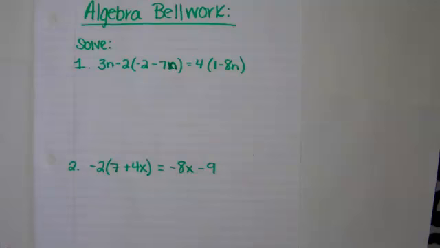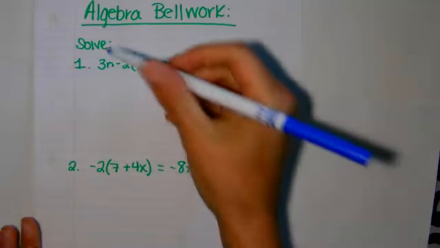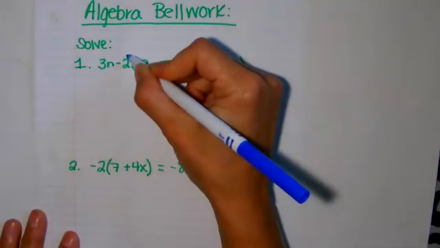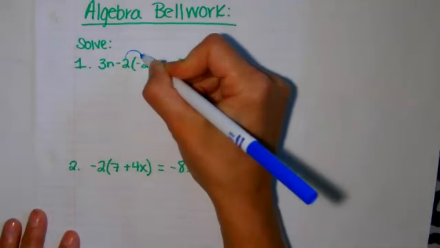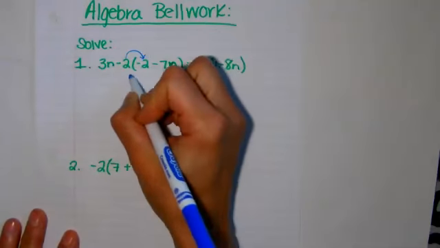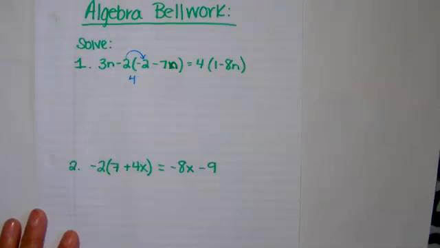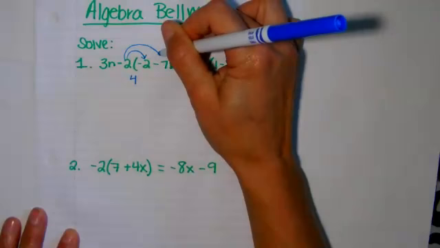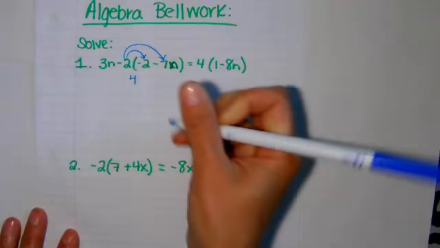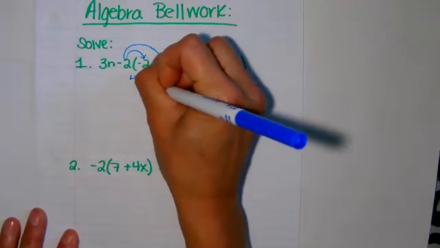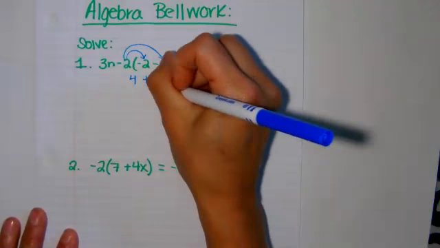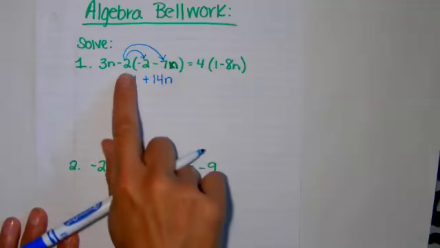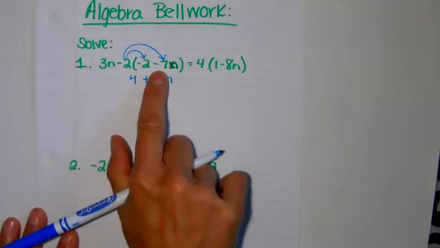In order to do that, you want to start here with this 2, and it's now a negative 2. So we're going to do negative 2 times negative 2, which gives us positive 4. Then we're going to start back here again. Negative 2 times negative 7n gives us positive, and we have to use a plus sign, 14n. Positive, because it's a negative 2 times a negative 7n.